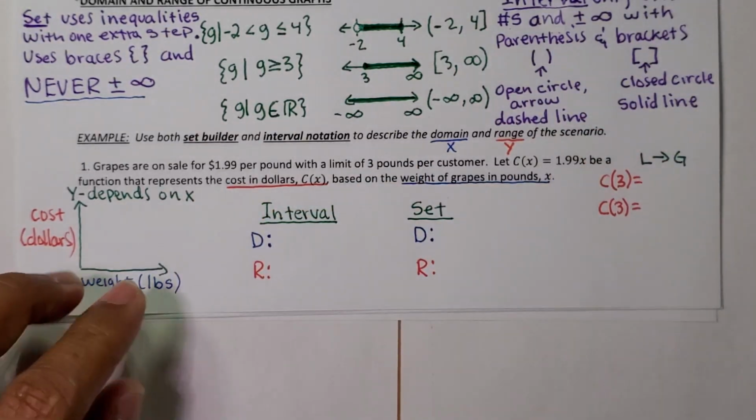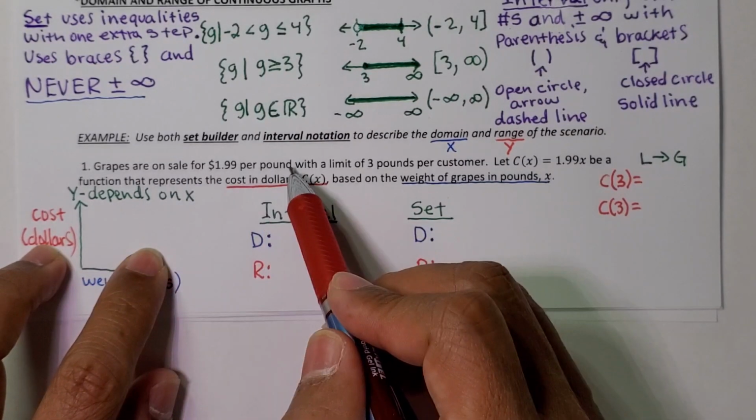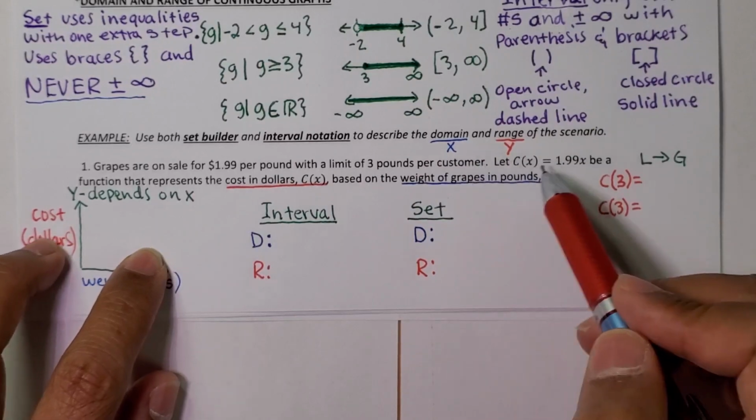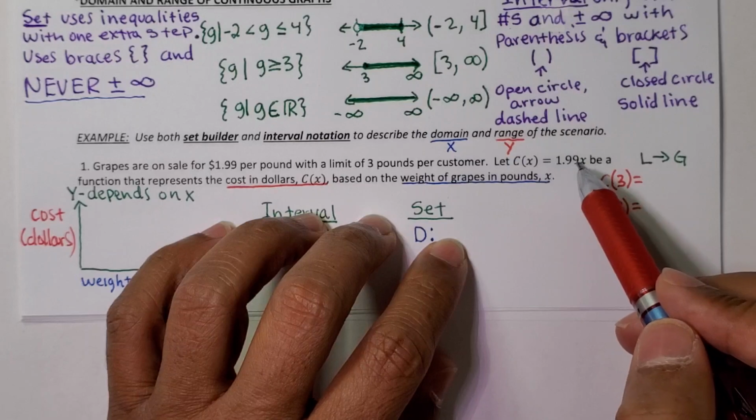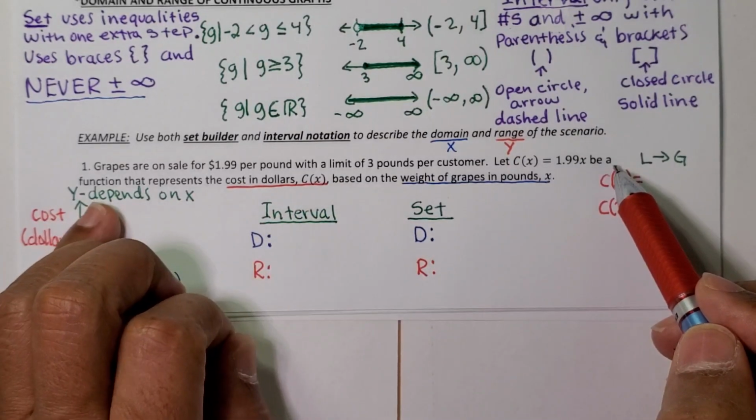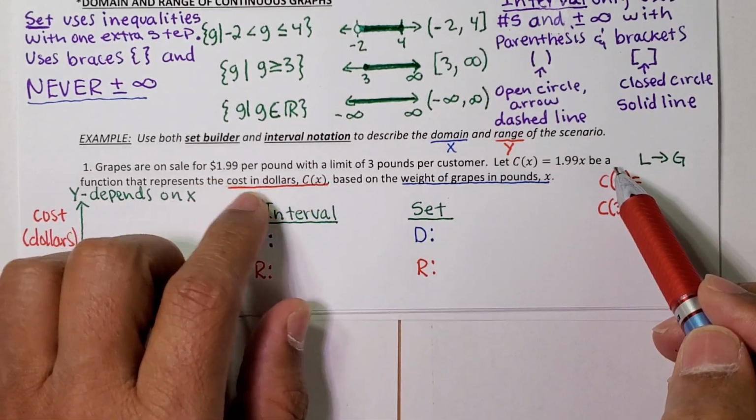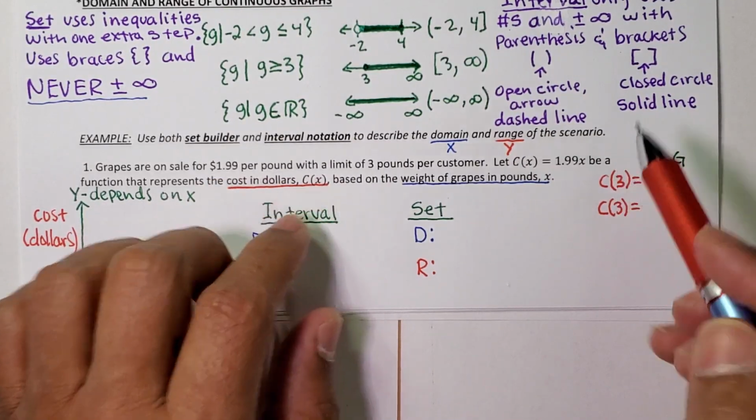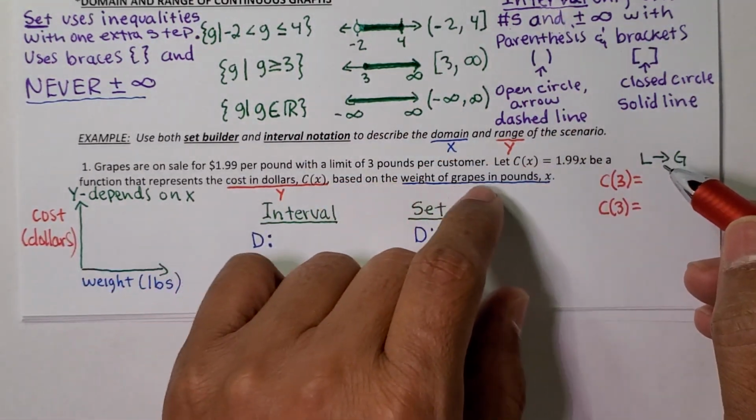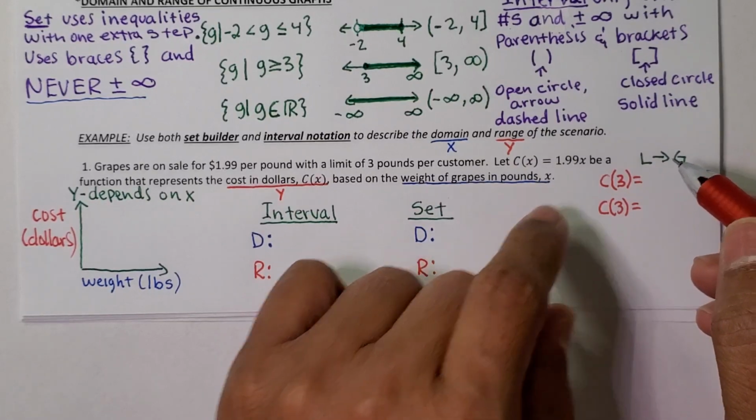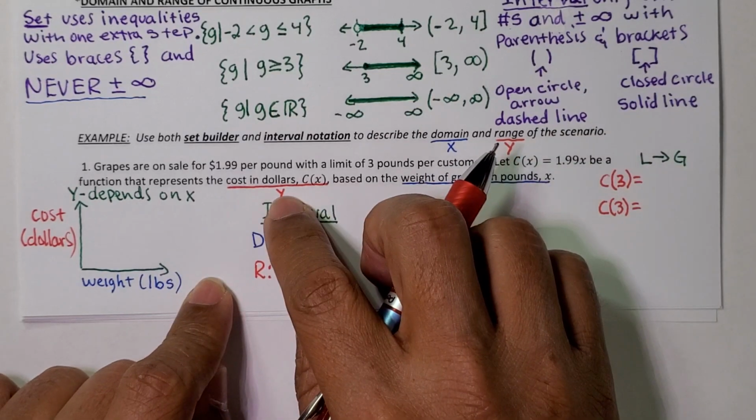Okay, so the problem says grapes are on sale for $1.99 per pound with a limit of 3 pounds per customer. Let C of x, that's how you read this, let C of x equals 1.99x be a function that represents the cost in dollars. C of x, okay, so this will be the cost, and again, this will be your y value. If you want to write that down again, that's fine, based on the weight of grapes in pounds x. Okay, so this is going to be your independent variable, and this is your dependent variable from Algebra 1.